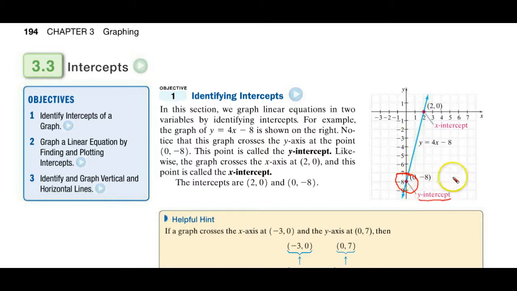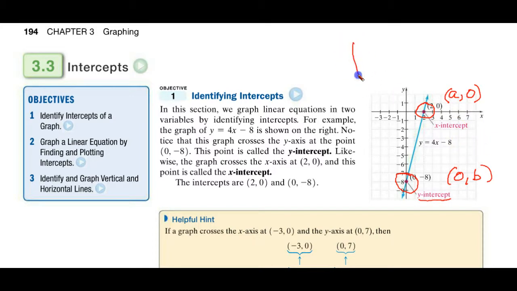And we said a special way of writing that was 0, b. That b indicates the y-intercept. And where the graph crosses the x-axis, that is the x-intercept. And we said the special way of writing that was a, 0. So hopefully with repetition, some of this stuff starts to stick.